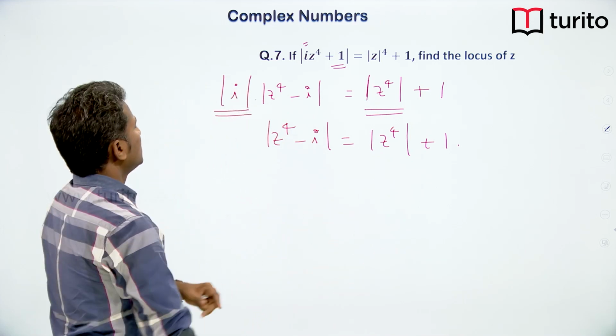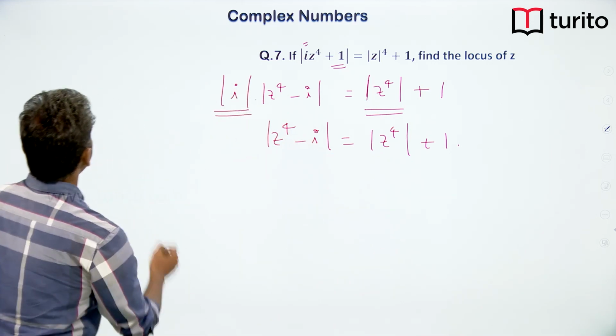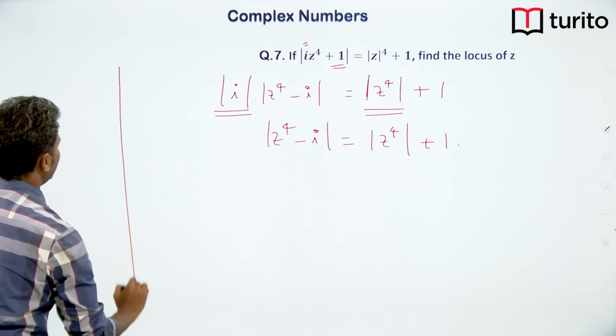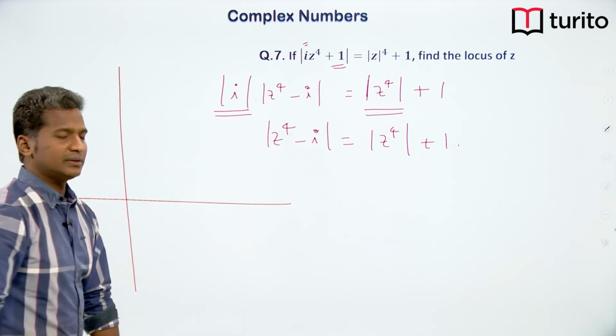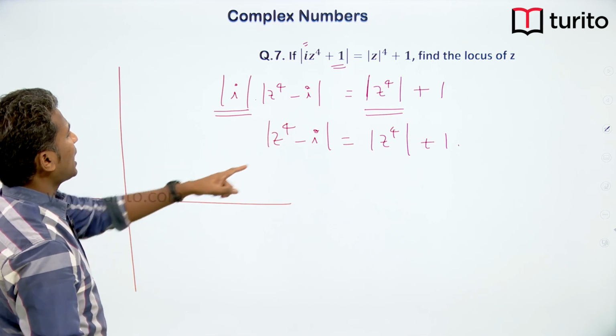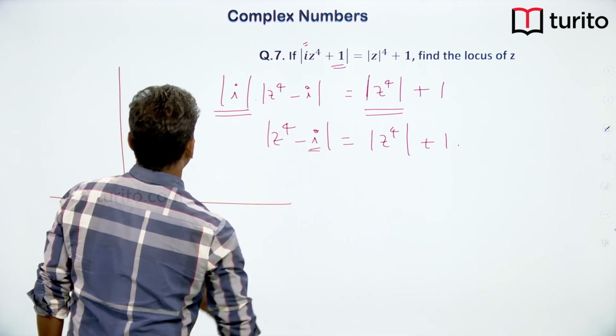Okay. Now, how do we understand this condition? Suppose let us say I take one Argand plane and here I take this point i.